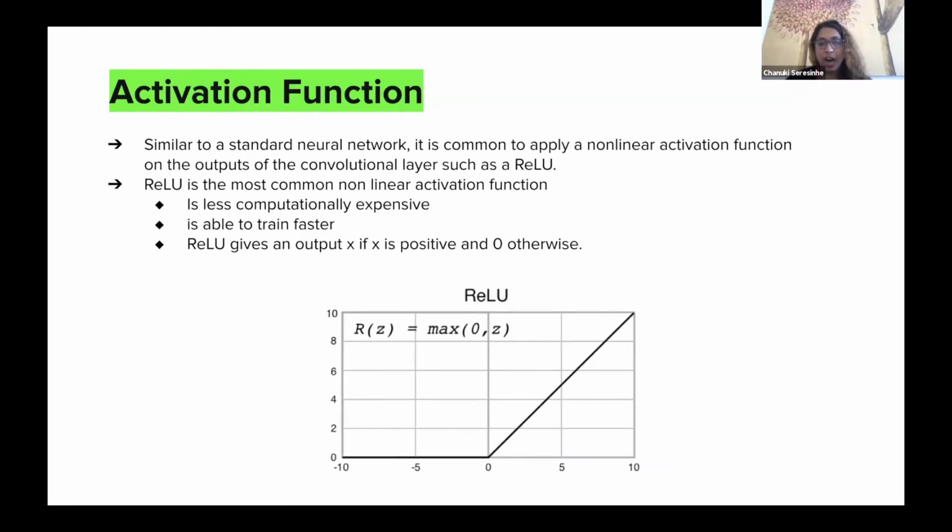Of course, commonly, just like standard neural networks, it is common to apply a nonlinear activation function on the outputs of the convolutional layer. A very common one is ReLU, the most common nonlinear activation function. It's less computationally expensive, you can train it faster, and ReLU just gives an output of X if X is positive, otherwise it's just 0.